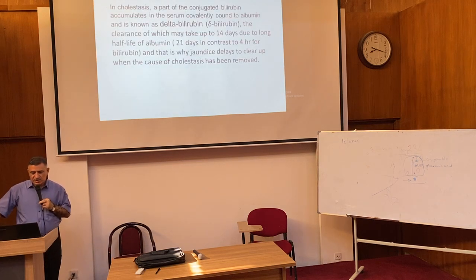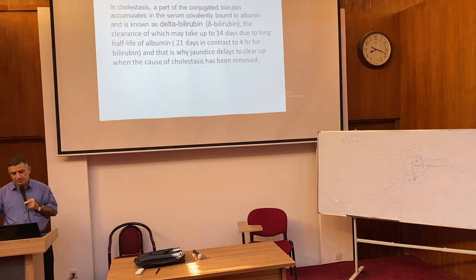In cholestasis, cholestasis means there is obstruction to the bile flow. A part of the conjugated bilirubin accumulates in the serum, covalently bound to albumin, and is known as delta bilirubin, the clearance of which may take up to 14 days due to long half-life of albumin.